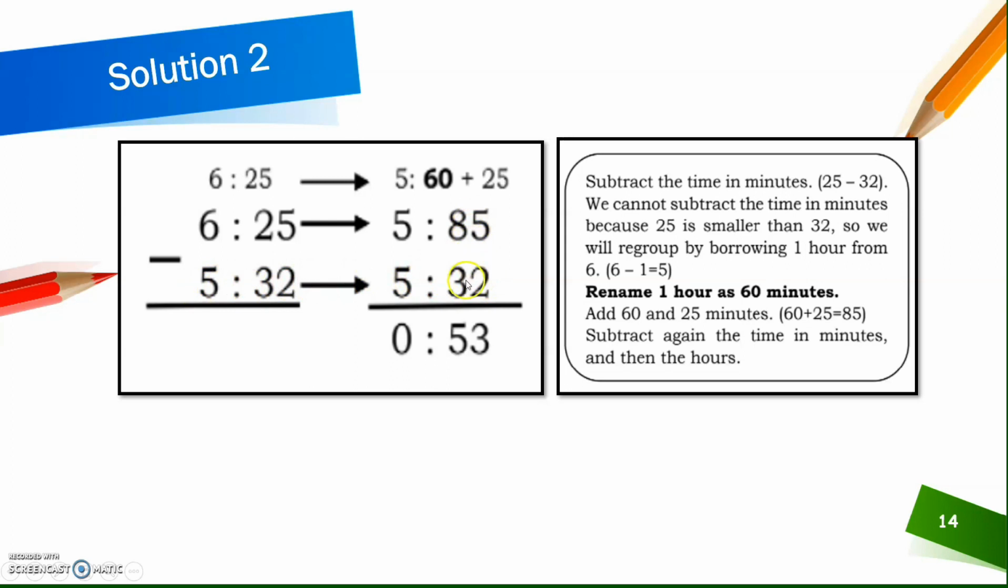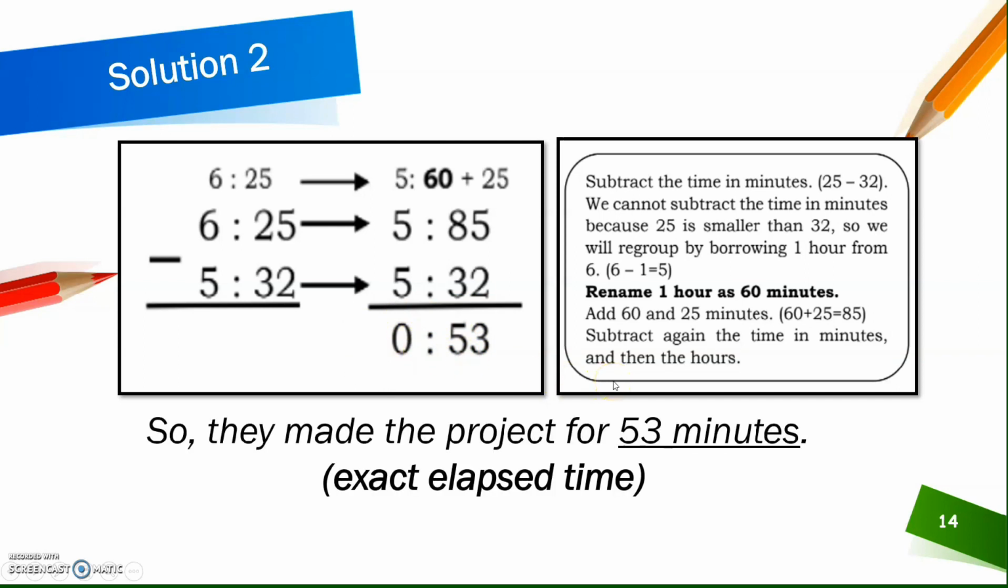So, pwede na tayong mag-subtract kasi mas malaki na yung 85 kesa sa 32. So, 5 minus 2 equals 3, and then 8 minus 3 equals 5. And you would still get the same answer, which is 53 minutes. So, they made the project for 53 minutes. Ito yung exact elapsed time. Ito yung exact time kasi ginamit natin yung exact time din na nandun sa word problem.